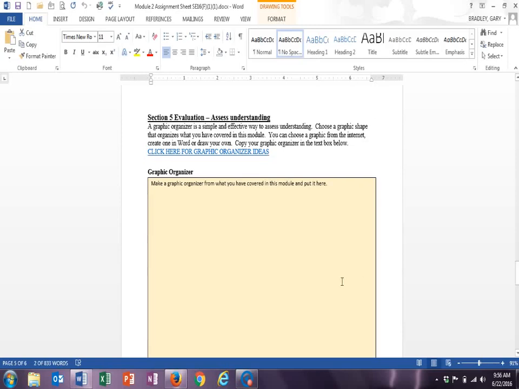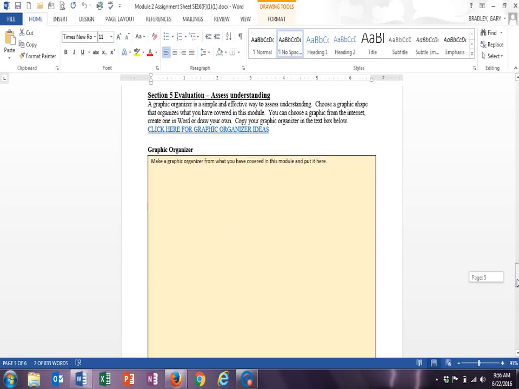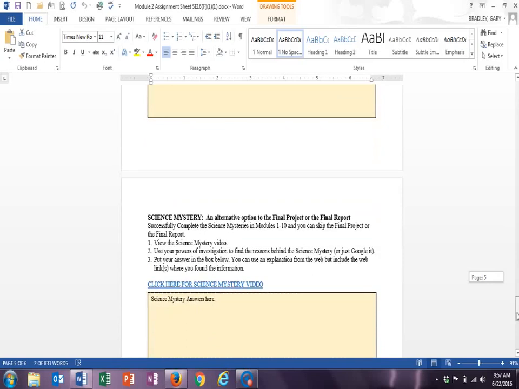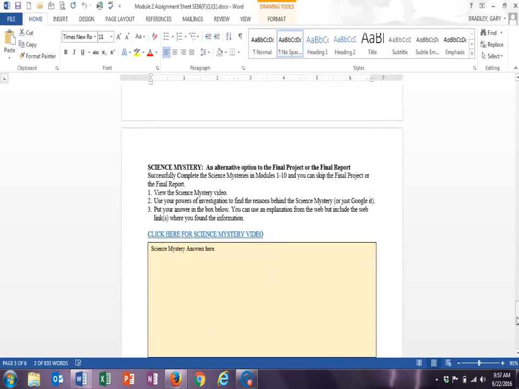You can put that right in here. You can copy it, take a screenshot of it, whatever you want to do, get it in there or make it a separate attachment. But I'm looking for you to make a graphic organizer of the material that you have found significant, meaningful, things that maybe you've learned or things that you see are important, and put that into a graphic organizer here for section number 5.